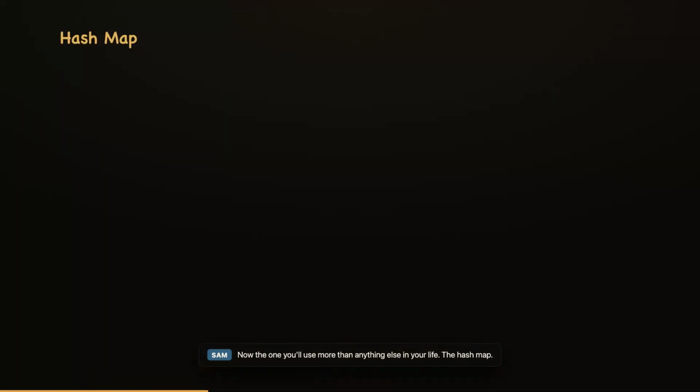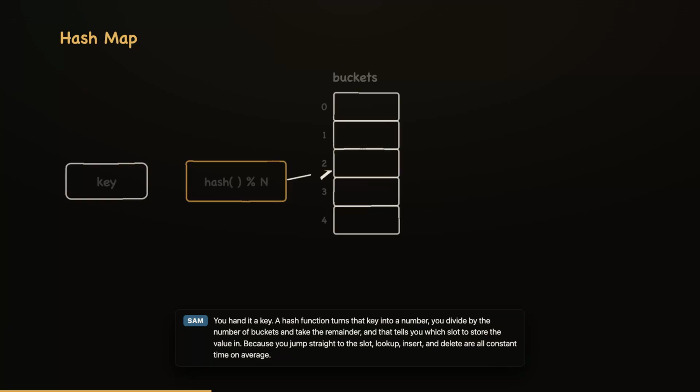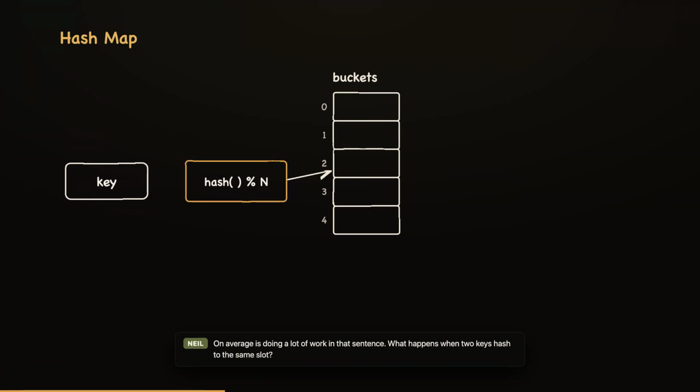Now the one you'll use more than anything else in your life, the hash map. You hand it a key. A hash function turns that key into a number. You divide by the number of buckets and take the remainder, and that tells you which slot to store the value in. Because you jump straight to the slot, lookup, insert and delete are all constant time on average. On average is doing a lot of work in that sentence. What happens when 2 keys hash to the same slot?